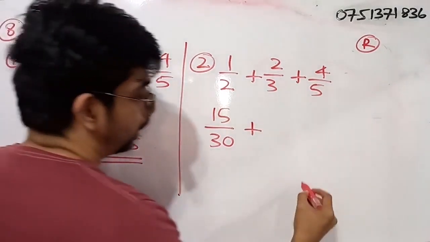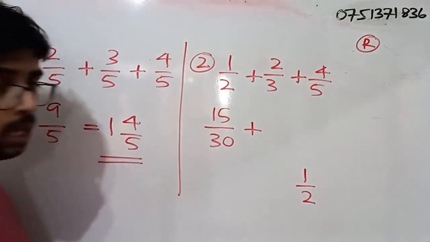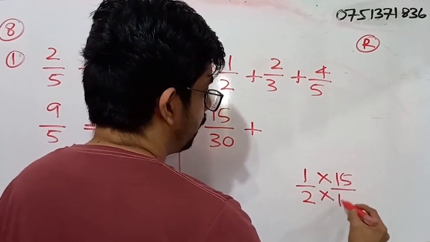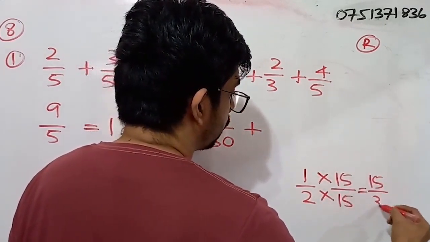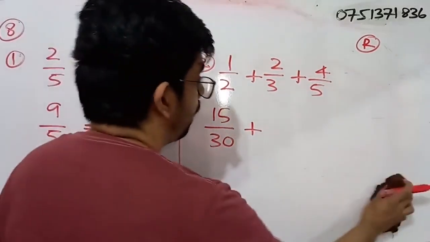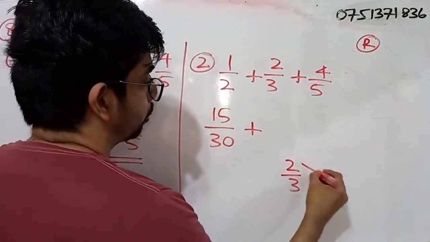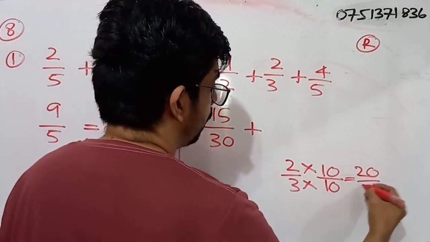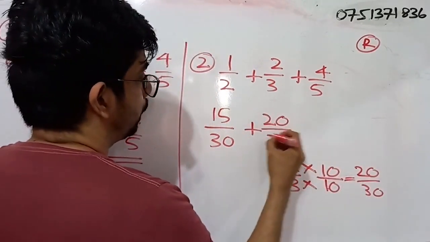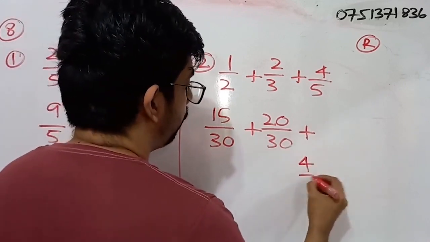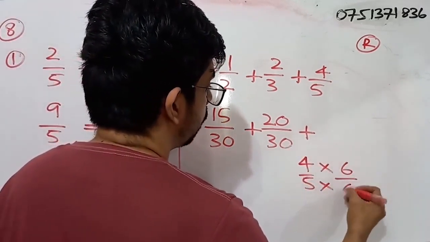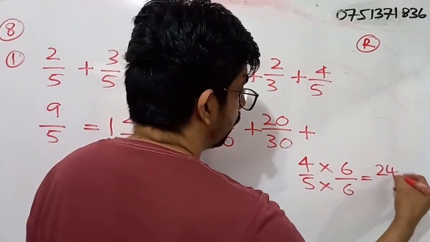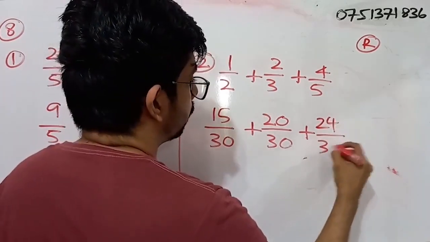So in the sense, take half. We have to convert the denominator into 30. So what do we have to do? We multiply the numerator by 15 and the denominator by 15. So this becomes 15 by 30. Then we have 2 by 3. We multiply the denominator by 10 and the numerator by 10, so we get 20 by 30. Take 4 by 5. We multiply the numerator and the denominator by 6, since we are trying to convert the denominator into 30. So we get 24 by 30.